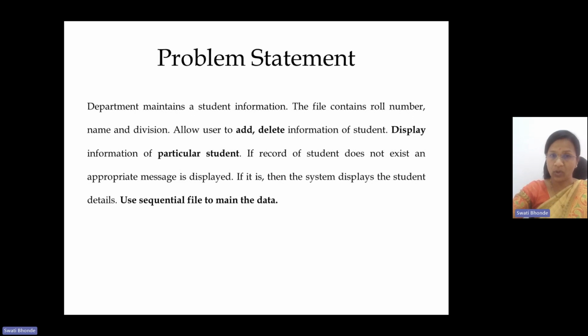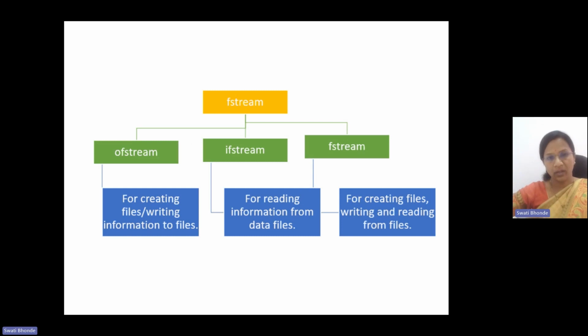So first of all, let's have a look at what the basic things required to perform file handling operations are. We all know that at the base level, there is an fstream class. So fstream is the main class from which these three classes are inherited, called ofstream, ifstream, and fstream class. The ofstream class is for creating files and writing information to the file. So that is 'o' for output, right? Then we have the ifstream class, which is 'i' for input, which is used for reading the information from a file.